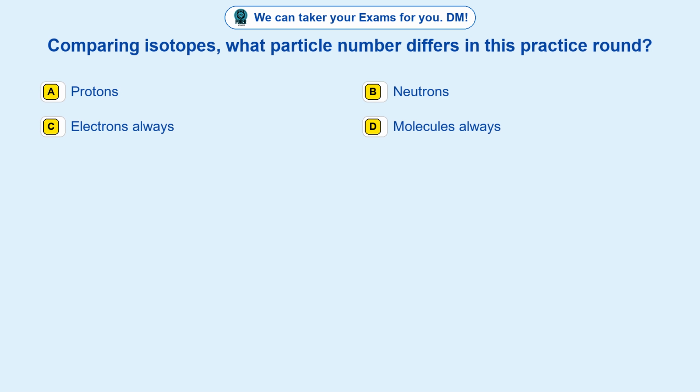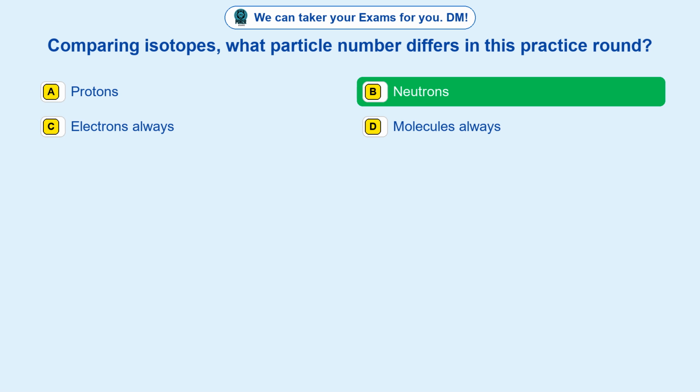Question 42. Comparing isotopes, what particle number differs in this practice round? Option A, protons. Option B, neutrons. Option C, electrons always. Option D, molecules always. The correct answer is option B, neutrons.